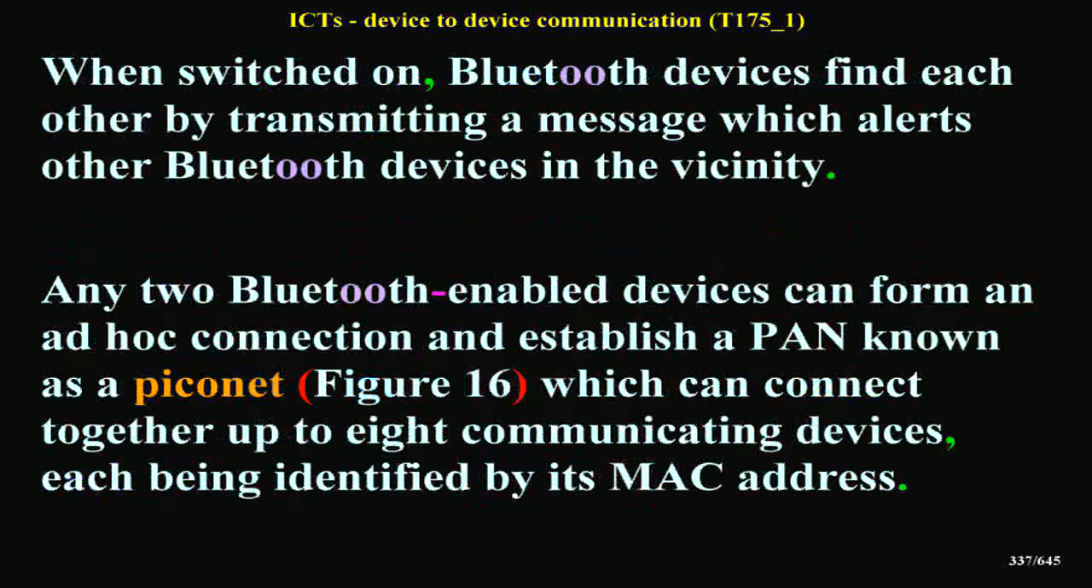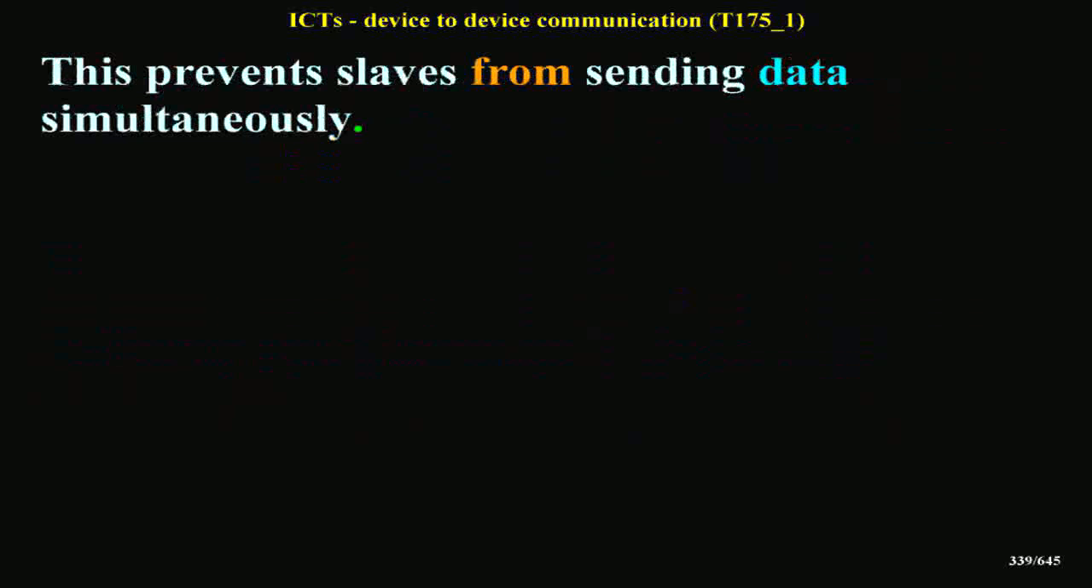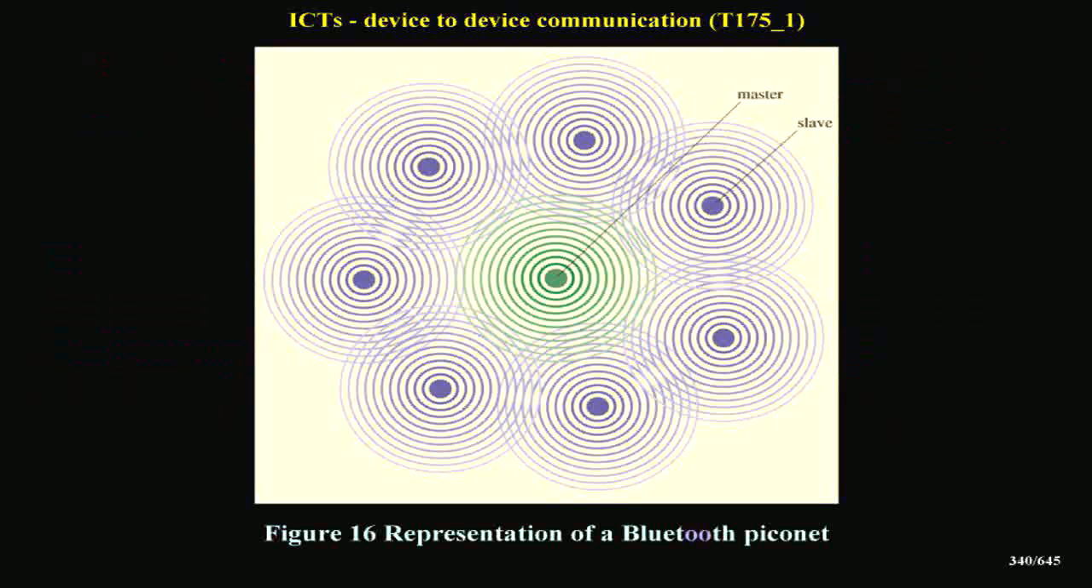Any two Bluetooth-enabled devices can form an ad hoc connection and establish a PAN known as a Piconet (Figure 16), which can connect together up to 8 communicating devices, each being identified by its MAC address. One device in the Piconet becomes the master unit and the others act as slaves, responding to commands from the master. The master unit controls all aspects of the communication within the Piconet, designating dedicated time slots when each slave can communicate. This prevents slaves from sending data simultaneously. Figure 16: representation of a Bluetooth Piconet.